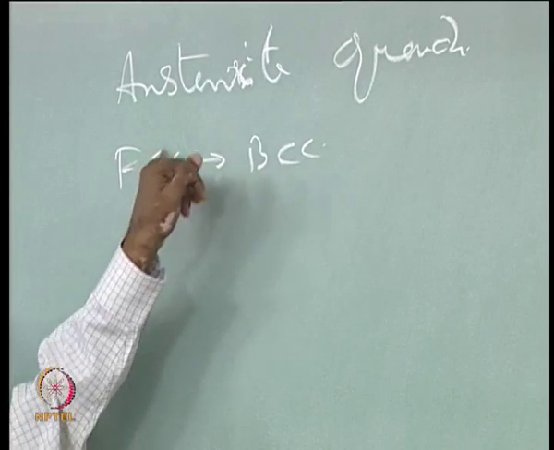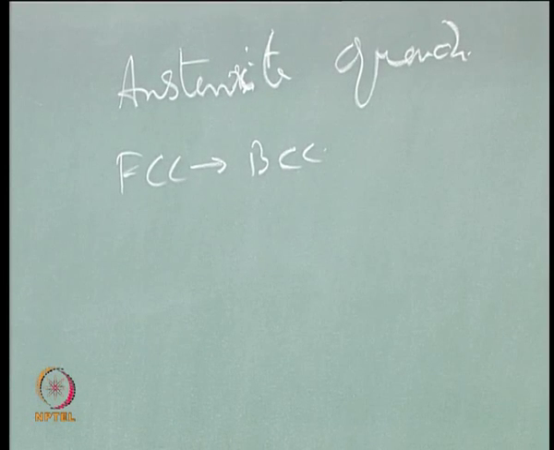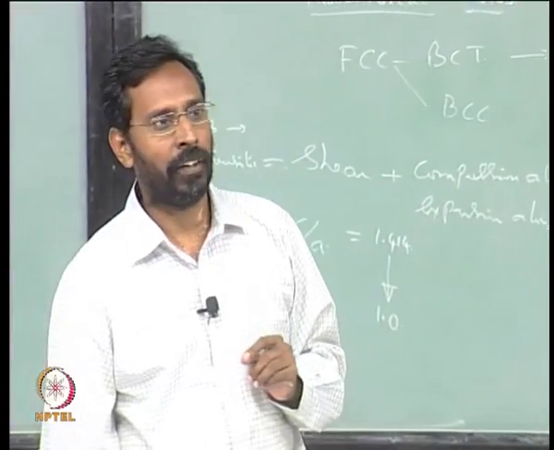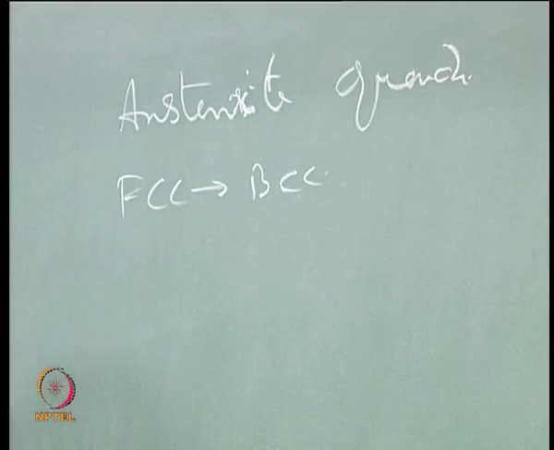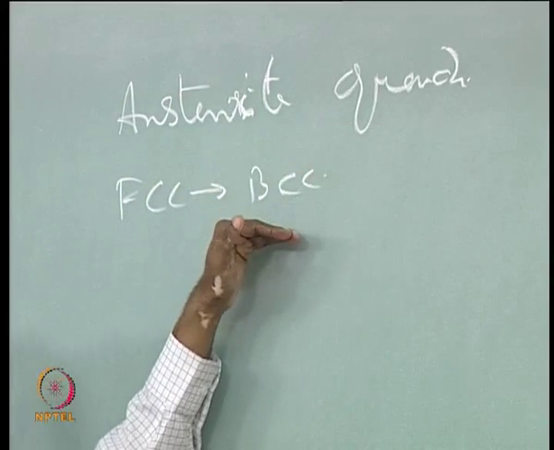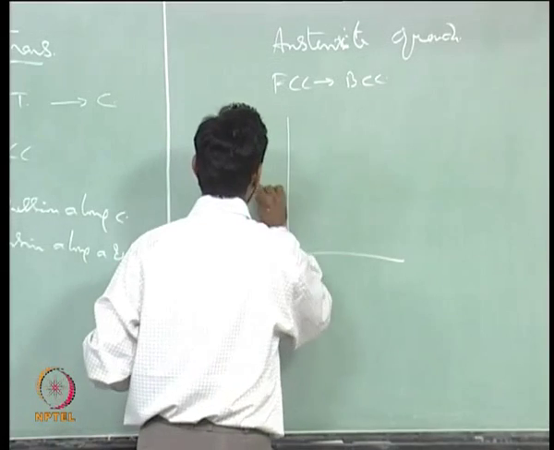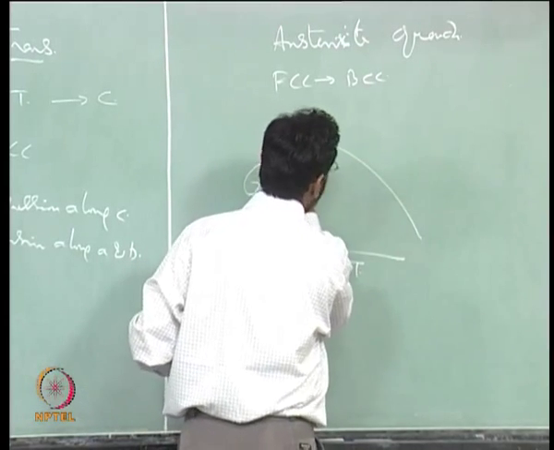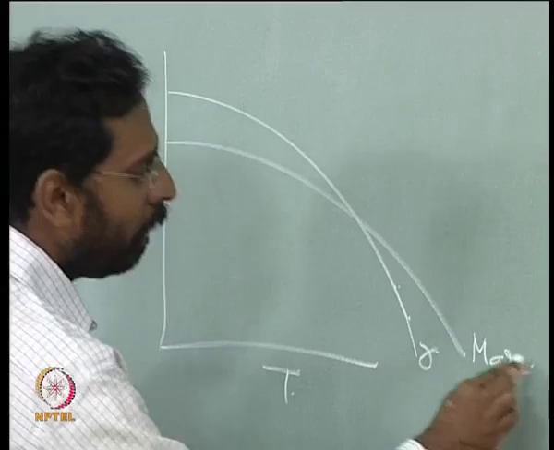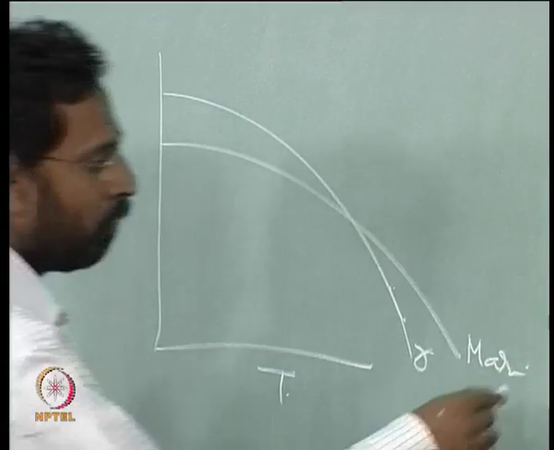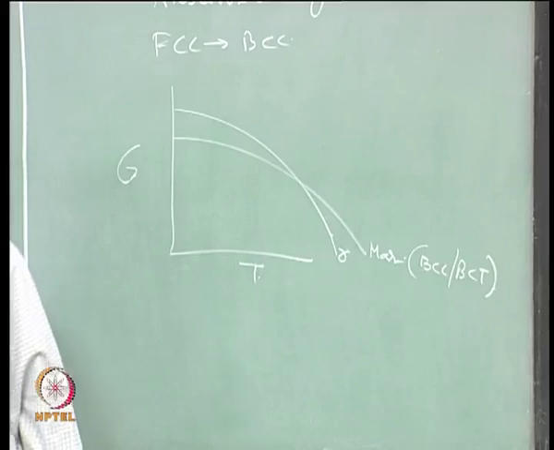But in principle under normal conditions FCC can transform to BCC structure by a polymorphic transition involving what kind of a diffusion? Short range diffusion. But because you are at a temperature where short range diffusion is not able to happen, then you see a shear taking place. So, if I draw the free energy versus temperature diagram, at higher temperature it is the gamma that is stable, at lower temperature it is the martensite that is stable. Martensite could be a BCC martensite or a BCT martensite depending on the situation.